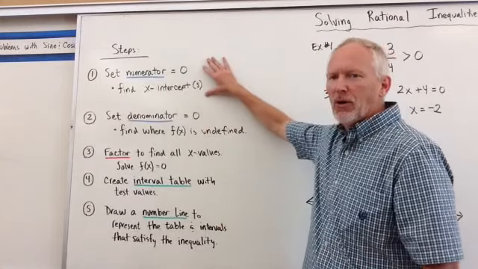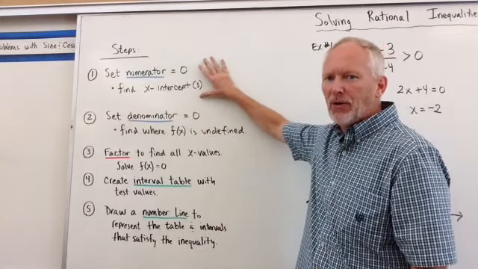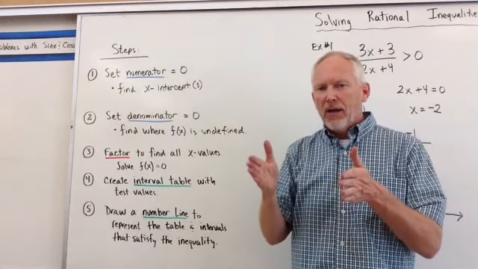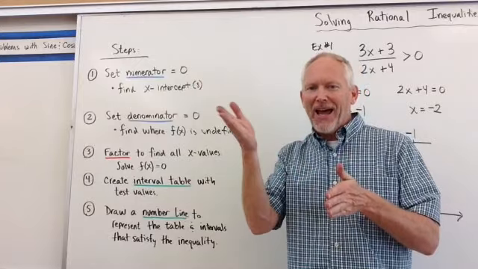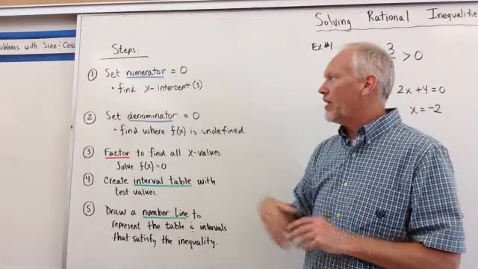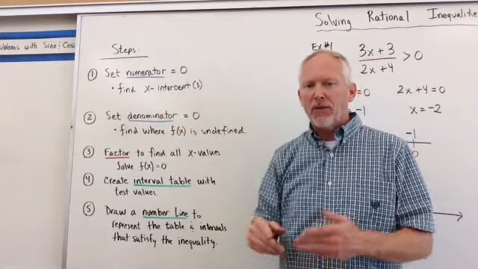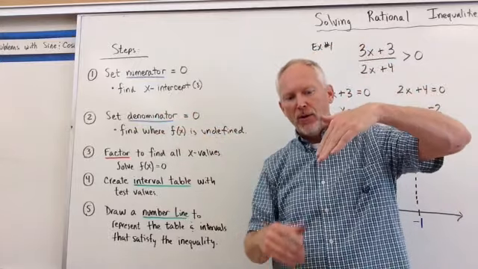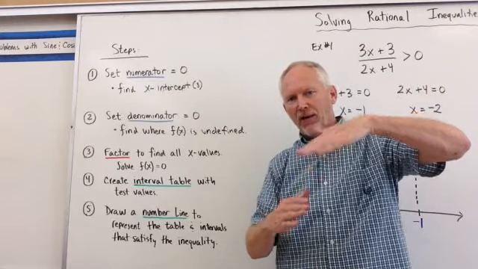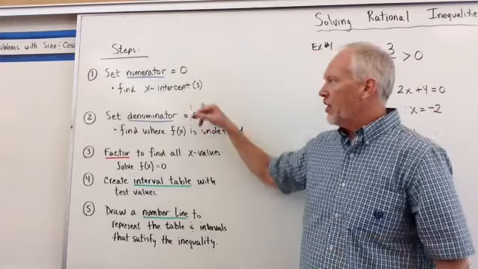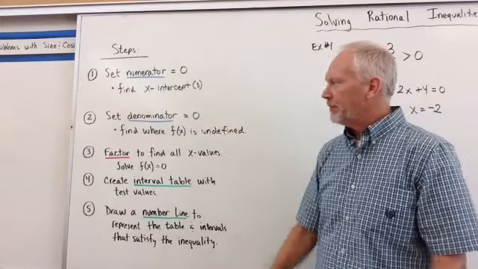So one thing we're going to want to do is set the numerator equal to 0. When we set the numerator equal to 0, we're going to find out where the graph crosses the x-axis. Okay, so where is that? We'll find those x-intercepts, which will be key because either the graph is going down, crossing, and that's where it's going to be negative, or from the 0 it'll be positive. And so we want those x-intercepts.